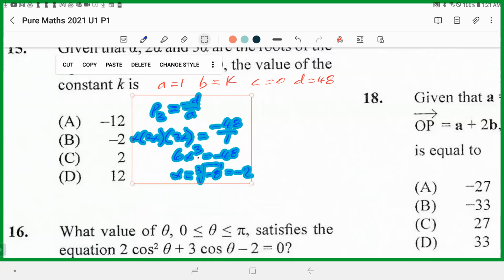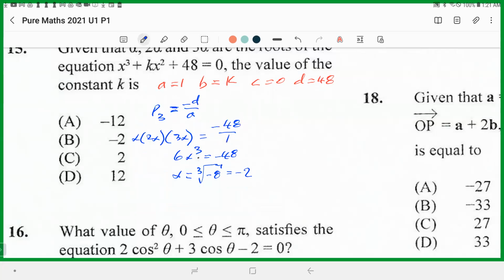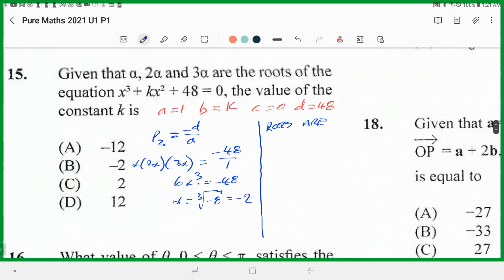So if alpha is minus 2, then we have the roots. The roots are, remember now, alpha, 2 alpha, and 3 alpha. Those are the 3 roots. So the roots will be minus 2, minus 4, and minus 6. Those will be the 3 roots. And that's what k is.